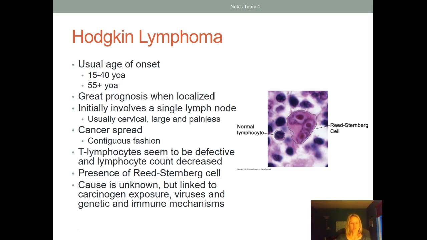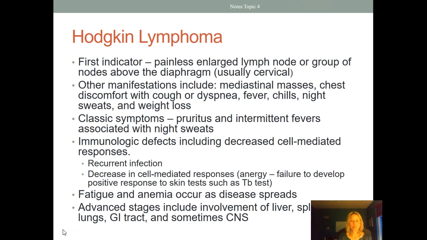continuous pathway. The T lymphocytes seem to be defective, and the lymphocyte count in the blood is decreased. One of the markers, if we do a biopsy, we see the presence of this Reed-Sternberg cell, which is this kind of really enlarged, funny-looking white blood cell. Cause is unknown, but it's been linked to carcinogen exposure, viruses, as well as some genetic and immune mechanisms. Okay, so the first indicator of Hodgkin's is that painless enlarged lymph node or group of nodes above the diaphragm, and it's usually cervical.